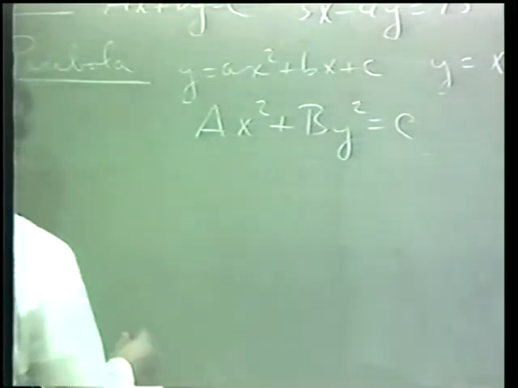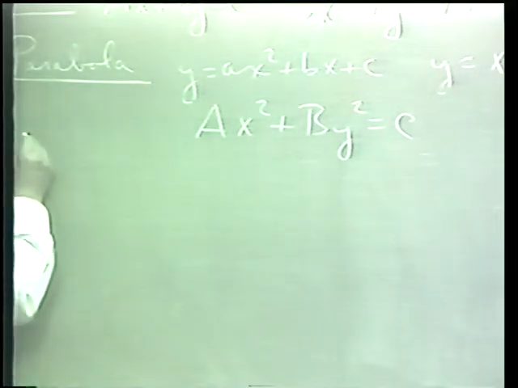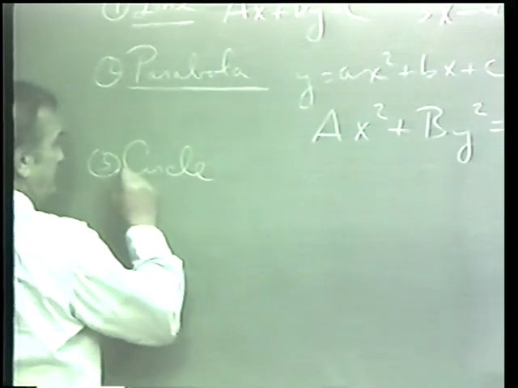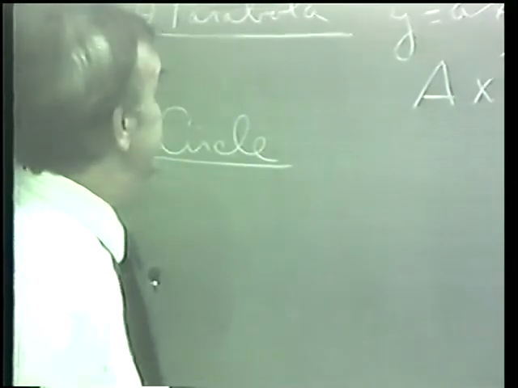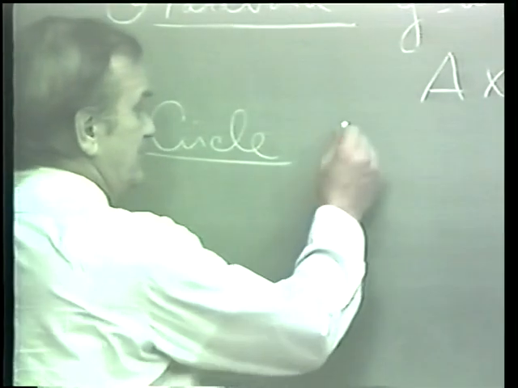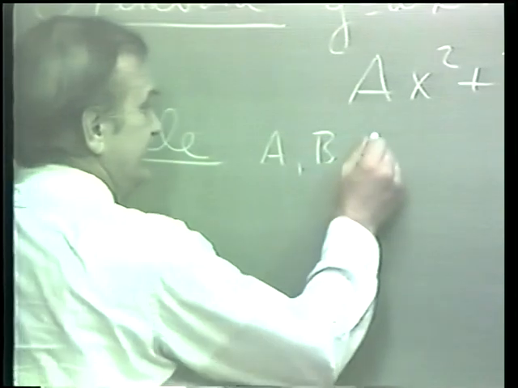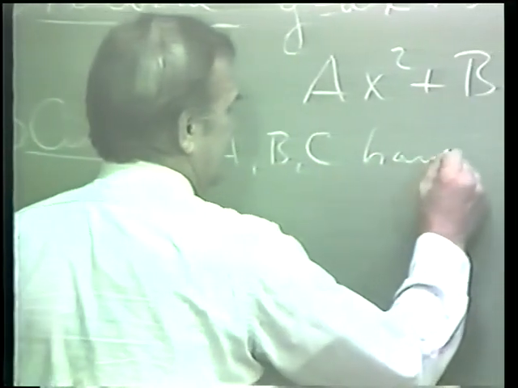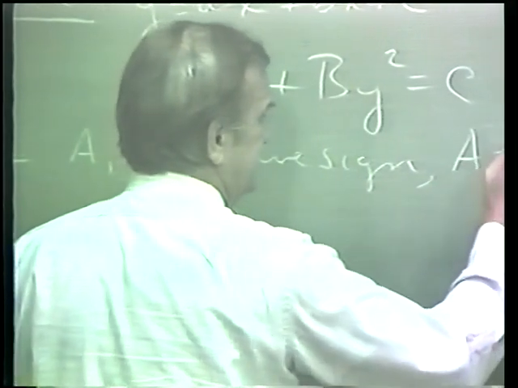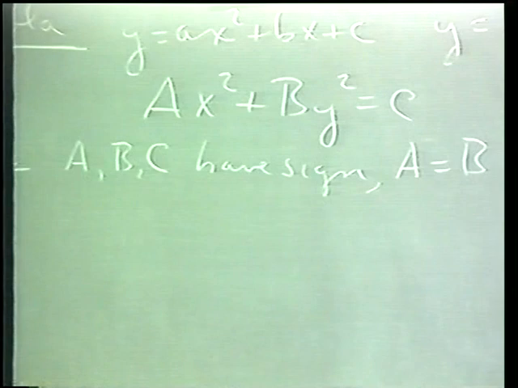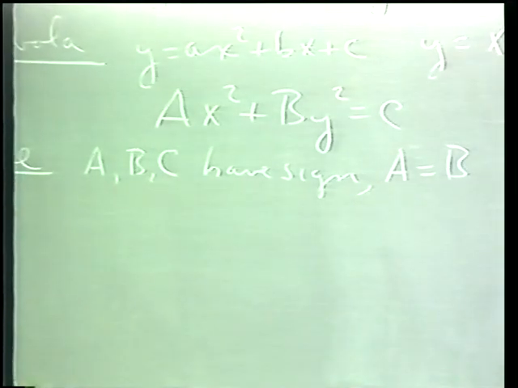Now, the first geometric figure we can get out of that is the circle. Everyone knows what a circle is. Well, when do you get a circle? You get a circle when A, B, and C have the same sign, and A is equal to B.